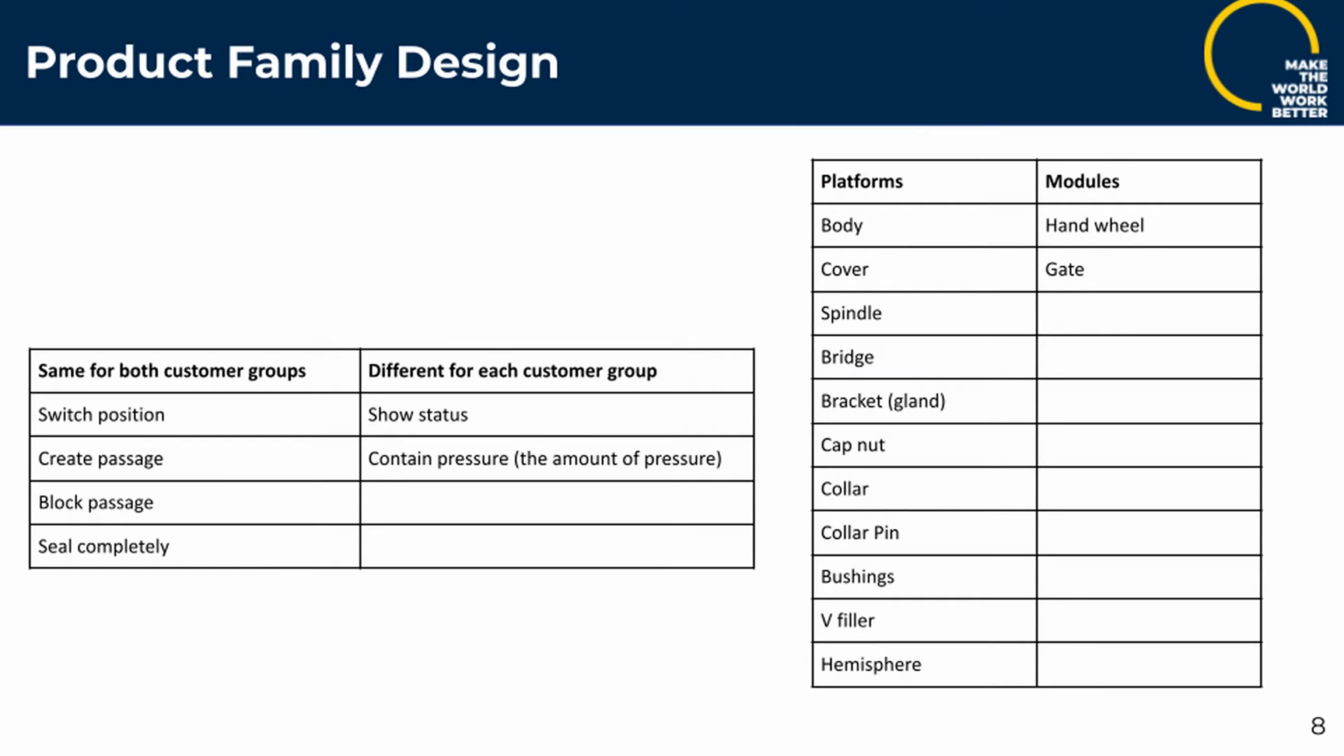Here we have the functional differential table and the component commonality table. We see the functions that are the same between the two customer groups. For the differences, we have how we show status and how much pressure needs to be contained. For the component commonality table, the components that need to be modular are the hand wheel and the gate. Everything else can be the same between the two customer groups.